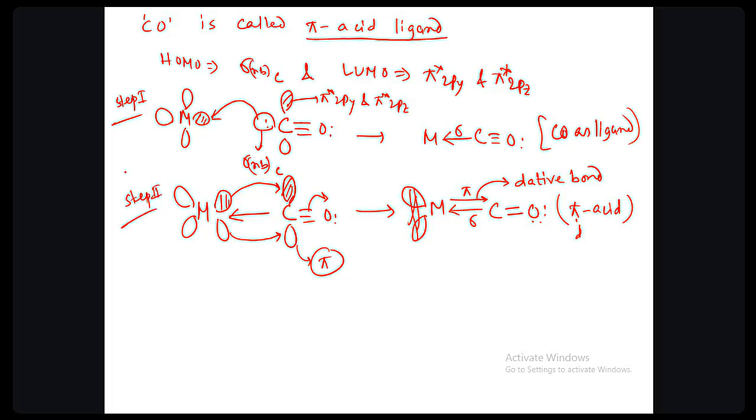These phenomena occurring simultaneously are called the synergic effect. What is the synergic effect? When a species donates its non-bonded electron pair to the metal vacant d orbital to form a sigma bond, and simultaneously back accepts metal filled electrons into its vacant low energy pi star 2px and pi star 2pz orbitals, it is called the synergic effect, because sigma bonding and pi bonding take place simultaneously. That's why it is called the synergic effect. And you can see it in a single diagram.